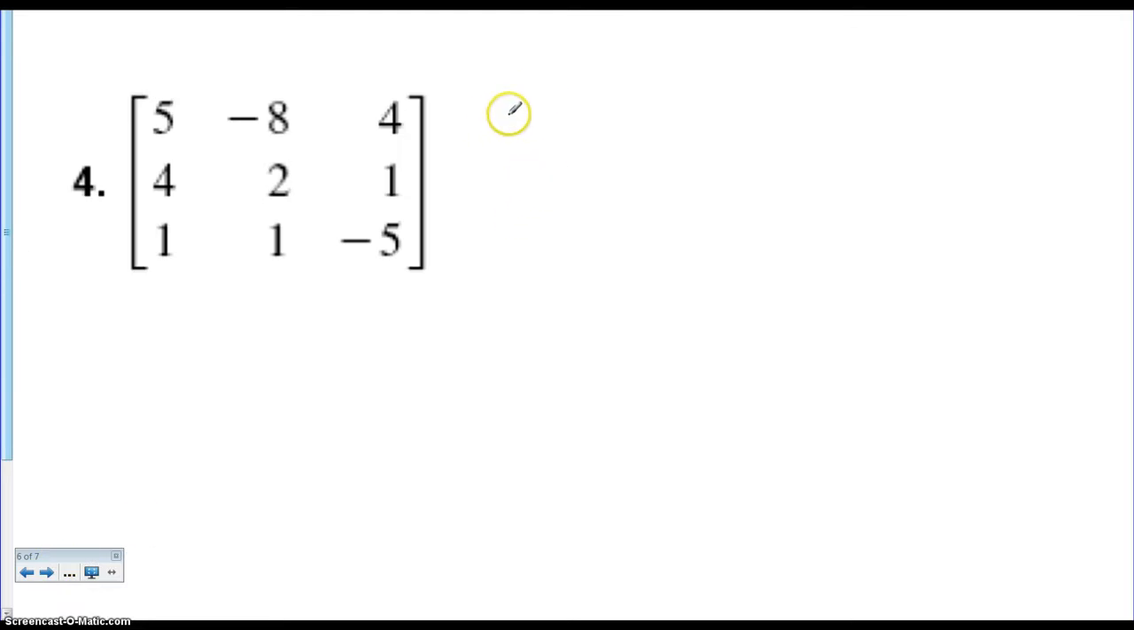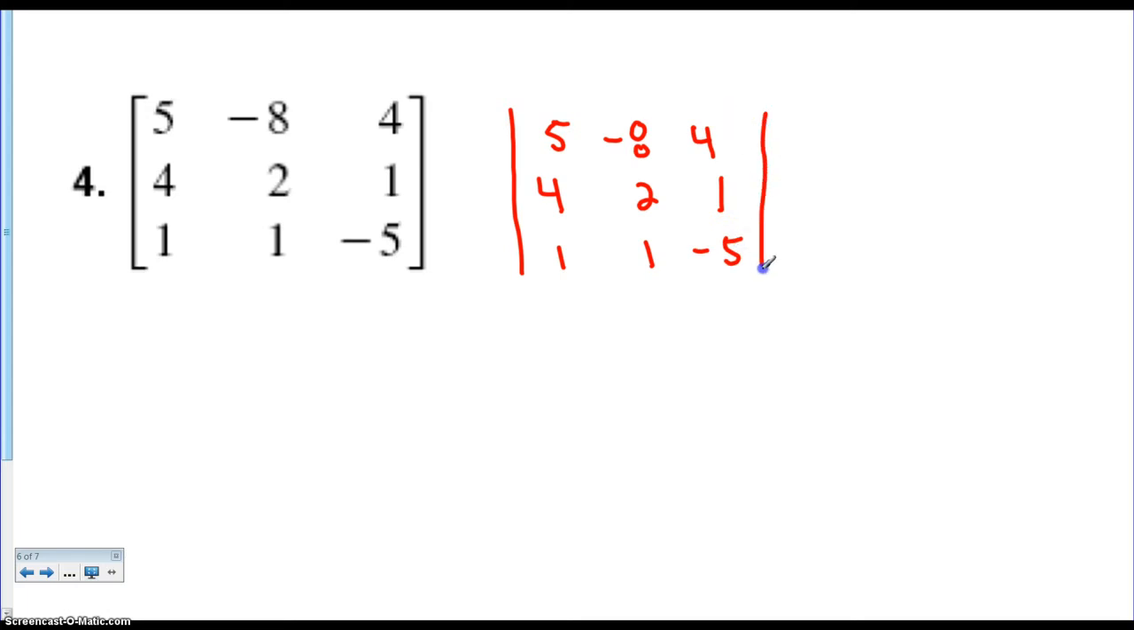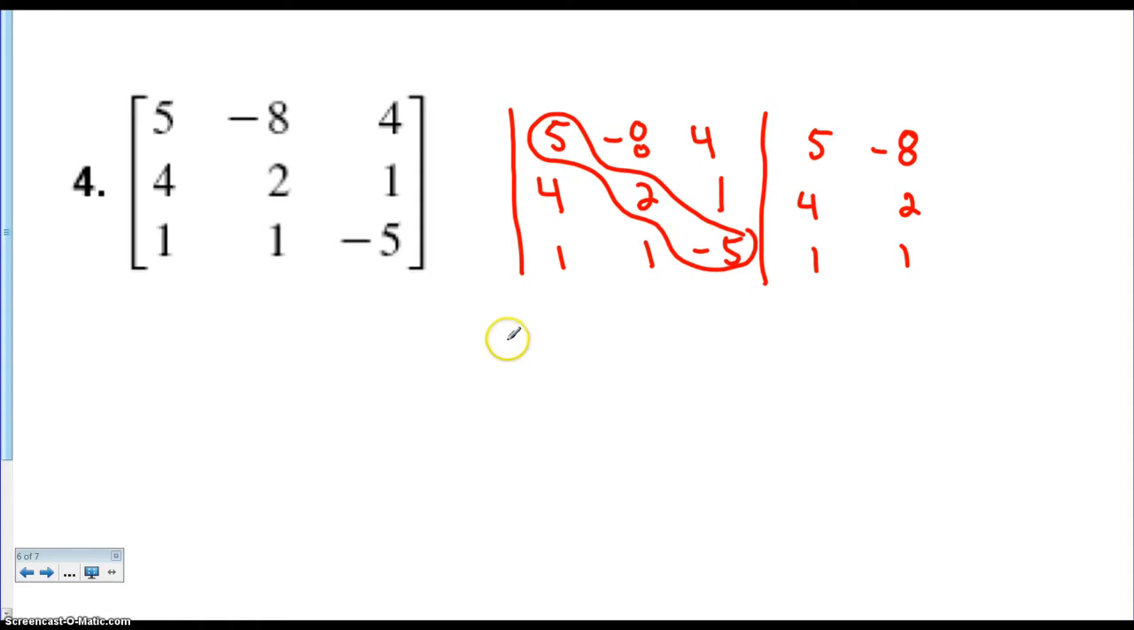So I want to find the determinant of this matrix. So I have 5, negative 8, positive 4, 2, and 1, 1, 1, and negative 5. So I'm going to add the first two columns again: 5, negative 8, positive 4, positive 2, 1, and 1. So I'm going to multiply these three values together. 5 times 2 times negative 5.